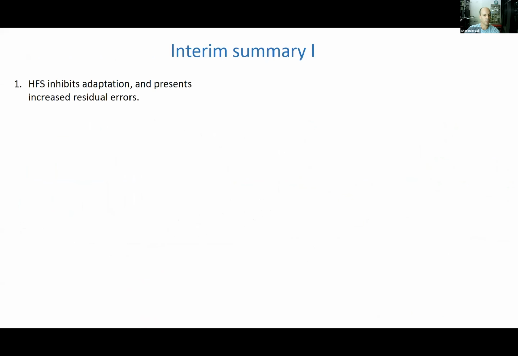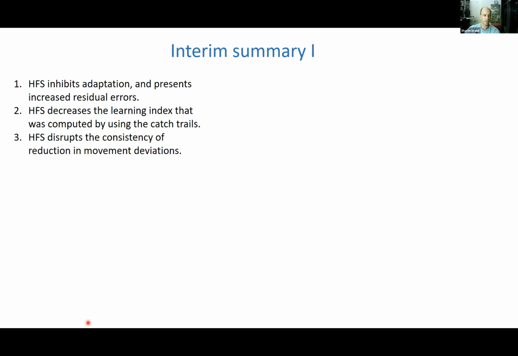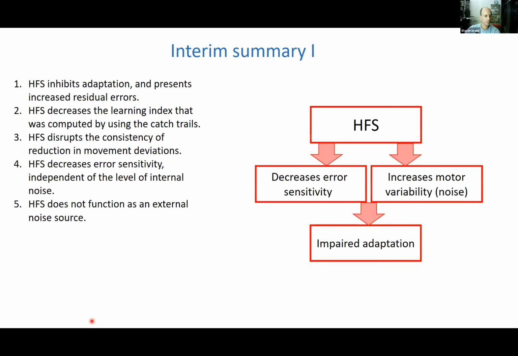To summarize our behavioral findings, HFS affects adaptation by three means. One, HFS inhibits adaptation and presents increased residual errors. Two, HFS decreases the learning index that was computed by using the catch tries. And three, HFS disrupts the consistency of reduction in movement deviations during adaptation. We were also able to model the data and found that HFS decreases error sensitivity, at least partially independent of the level of internal noise. Also, we were able to exclude the possibility that HFS disturbs adaptation by merely adding external noise.